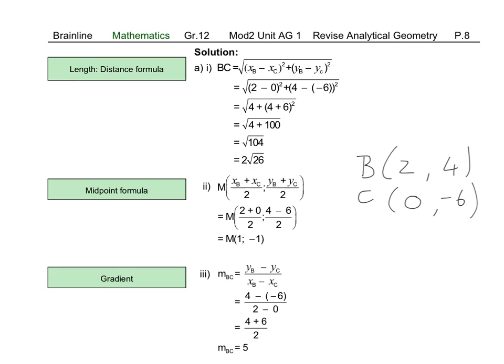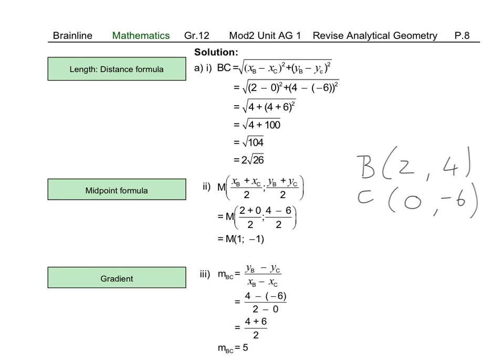Then when I add the two values, we get 104 underneath the square root, which can be simplified as 2 times square root 26. Then for the second part of question A, we have to determine the midpoint of line BC. So we will add the x values and divide it by 2, and we will also add the y values and divide it by 2. So 2 plus 0 is 2, divided by 2 is 1, and 4 plus minus 6 is minus 2 divided by 2, which is minus 1. So M, the midpoint of BC, is where x is 1, y is minus 1.